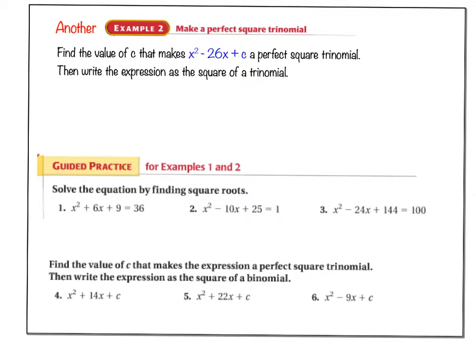Here we're asked to find the value of c that makes x squared minus 20x plus c a perfect square trinomial. And I'm going to write down the shortcut rule, which was to take your coefficient of b, divide it by 2, and then square it.